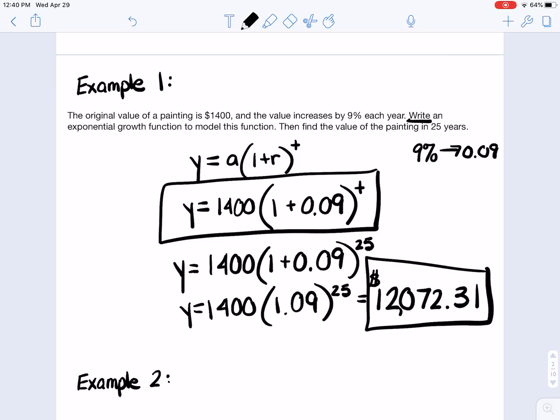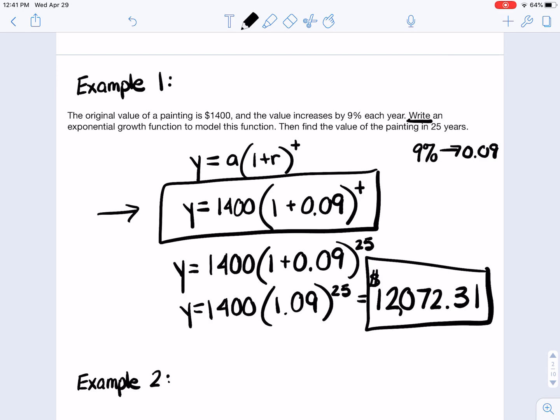Again, the question had 2 parts to it. First, you had to write an exponential function. So that's this part right here. At that point in the question, I don't know about the 25 years. They just want me to use a variable for the t. You can either use a t or plug it in with an x, whichever one you'd like. It does not matter. But I don't plug that 25 in until after that sentence. That's my second part of my answer.